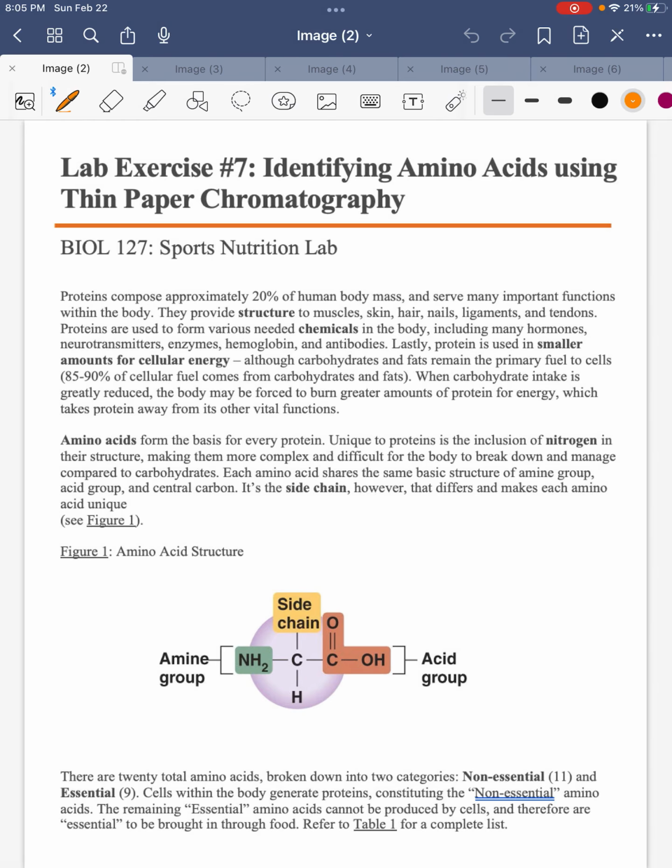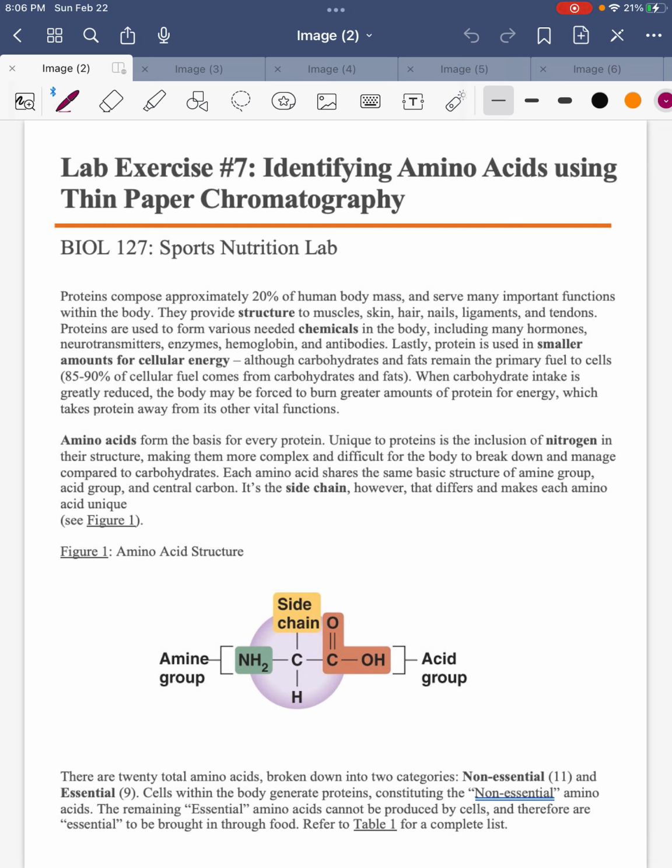Hello, folks. This is Dr. Jenkins, and we are here to go through the amino acid chromatography lab. I'm very excited about this one. Very cool. So what we're going to do is a little introduction about what chromatography is, and then I'm going to walk you step by step through the process, and then we have some results for you to look at. And then you'll be able to record those results for your online lab.